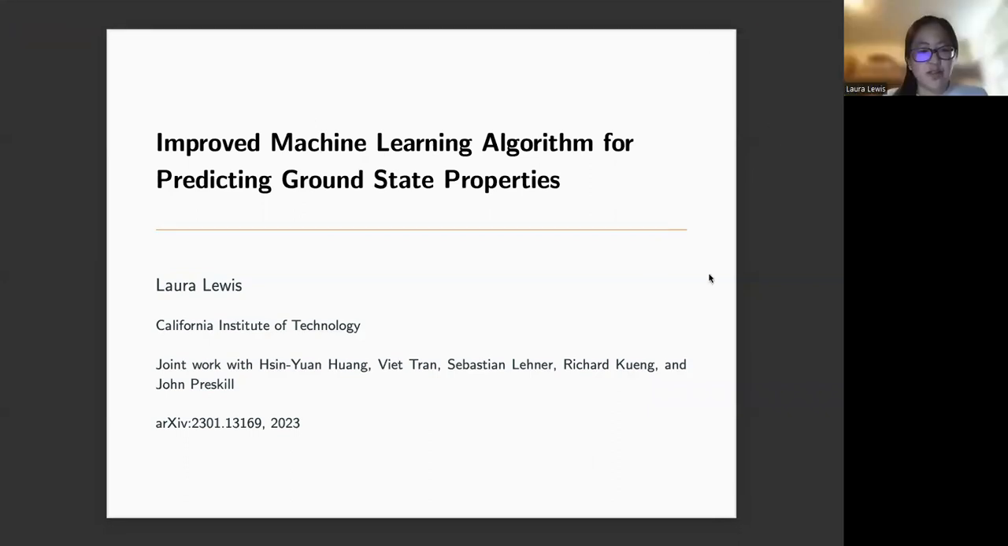Okay. Yeah, thank you for the introduction. So I'll be talking today about an improved machine learning algorithm for predicting ground state properties. And this is a joint work with collaborators at Caltech, like Robert Huang and John Preskill, along with also collaborators in Austria, like Via Tran, Sebastian Lenner, and Richard Kuhn.